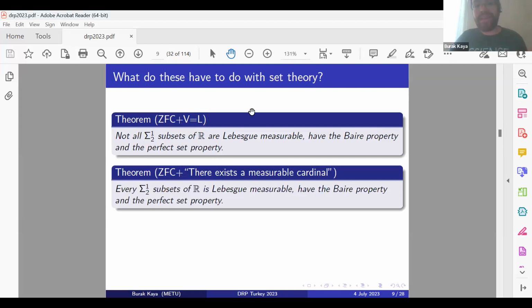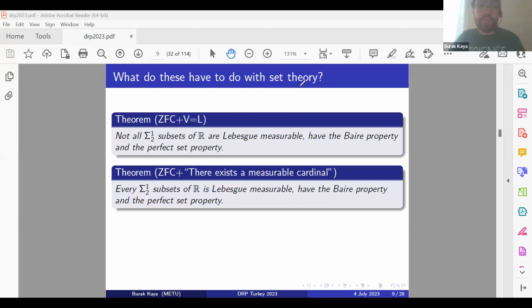However, if you assume another axiom, the existence of a measurable cardinal, if you don't know what this is, it's some set theoretic axiom about the existence of certain ultrafilters on certain sets. Just ignore it, okay, if you don't know it. If you assume this, then every Sigma^1_2 set is Lebesgue measurable. They have the Baire property and perfect set property. So if you ask me, are these sets well behaved? Do they have the regularity properties? The answer is independent of ZFC. We don't know. Under one axiom, they are nicely behaved. Under another axiom, they're not nicely behaved.